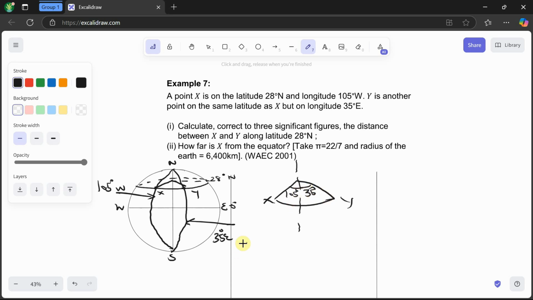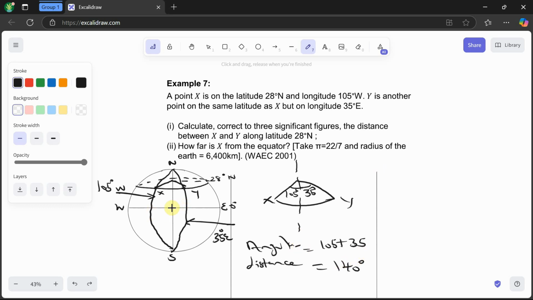So our angular distance would be 105 plus 35. Whenever you are doing this, if it's a theory question, please make sure that this one is very big and this one is small, right? So this will be 140 degrees. So our theta is 140 degrees.